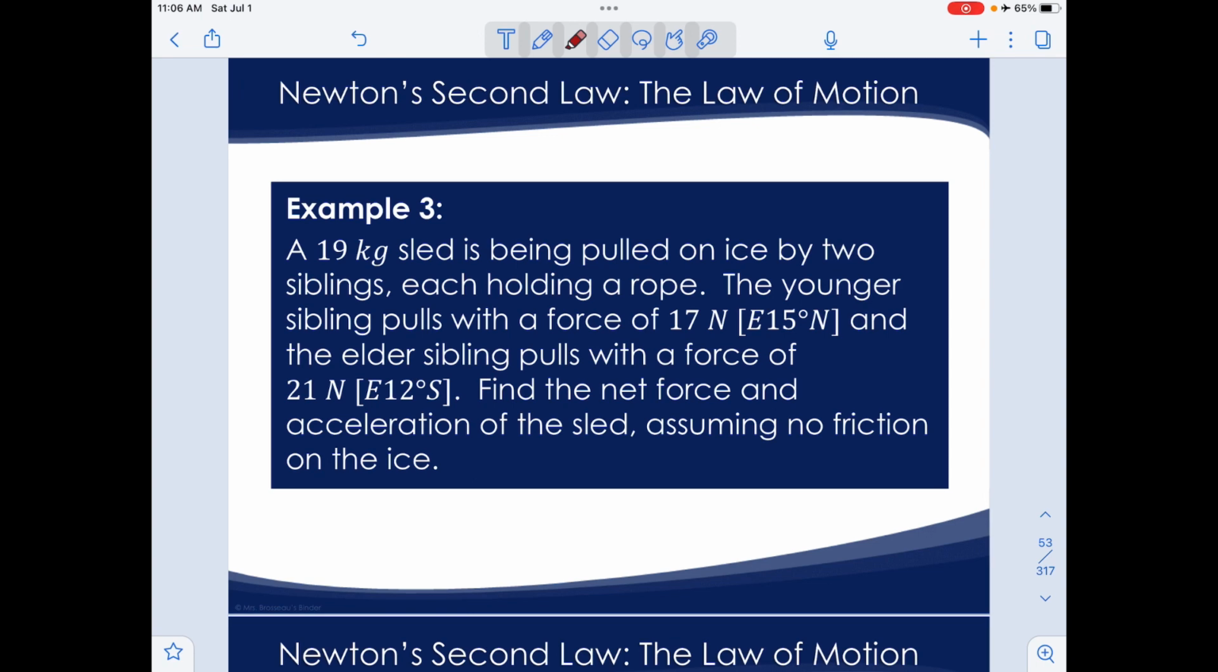We have a 19 kilogram sled being pulled on ice by 2 siblings, each holding a rope. Usually when there's a number, it's important, so I'm going to highlight that. The younger sibling pulls with a force of 17 newtons east 15 degrees north, and the elder sibling pulls with a force of 21 newtons east 12 degrees south. Find the net force and acceleration of the sled, assuming no friction on the ice. So we're going to assume there's no friction on the ice, so there will be no force from that.